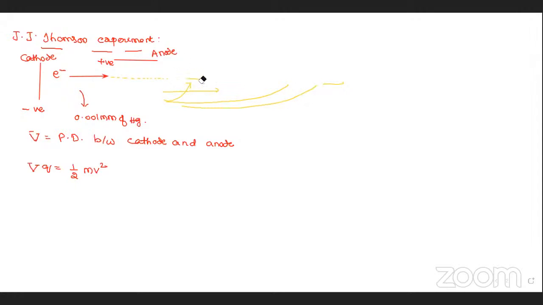Okay, so here after placing this anode, he maintained some potential difference. By that, he found some velocity of the electron. This implies, I write here, velocity of electron at the cathode.